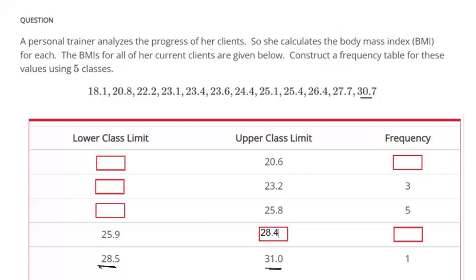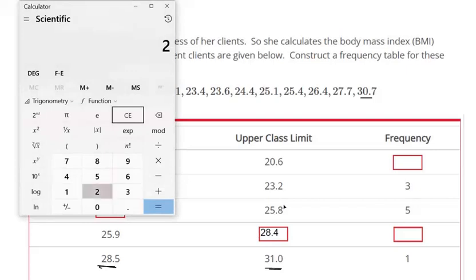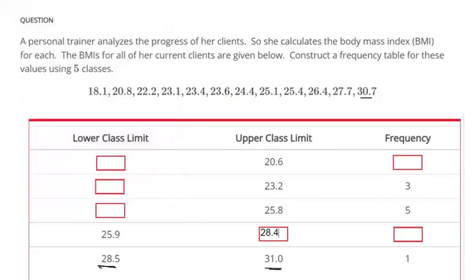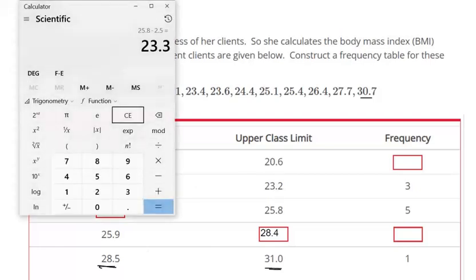And then you can go in reverse. If the upper class limit is 25.8, we said the width is supposed to be 2.5. 23.3 needs to be the lower class limit here. And see how it's not overlapping? This is 23.2, this is 23.3. So it's working out perfectly.